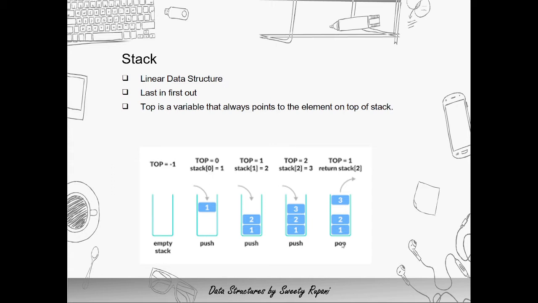Now suppose you want to take the value 1 out of the stack. All the values above 1 are required to be removed first before we delete this value 1. So we say that pop is an operation that removes the value from the top of the stack. The pop operation will, instead of incrementing, decrement the top counter by 1 and will just return the value which is removed from the stack.